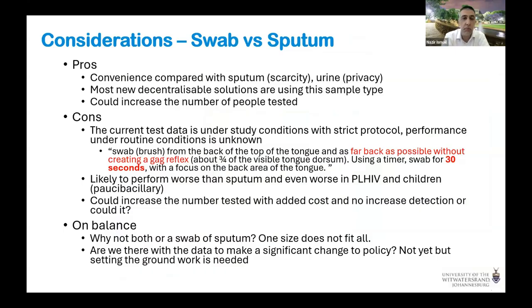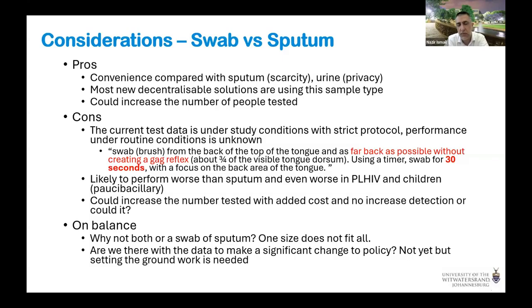So coming to the questions that were put to me, the question of should we be using swabs or sputum? And I think obviously in terms of swabs, there are obvious advantages. It's the convenience, especially in the ability to provide a sample. So we know particularly in people living with HIV, sputum scarcity is an issue. So they might not be productive at that point in time. So scarcity of sample is an issue.